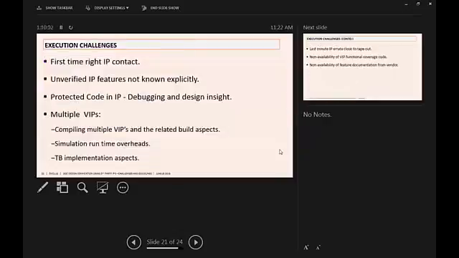Okay, so the final topic is the normal execution challenges you face when you try to execute for the first time. With the IP contact, we have to make sure at least that we are interacting with someone who has some experience on that particular VIP, whether he wants something on the VIP or not, whether he's an owner. That way, the decision we are making will be closed as early as possible. The unverified IP is not known. This is something I discussed with you, so we try to do some verification.